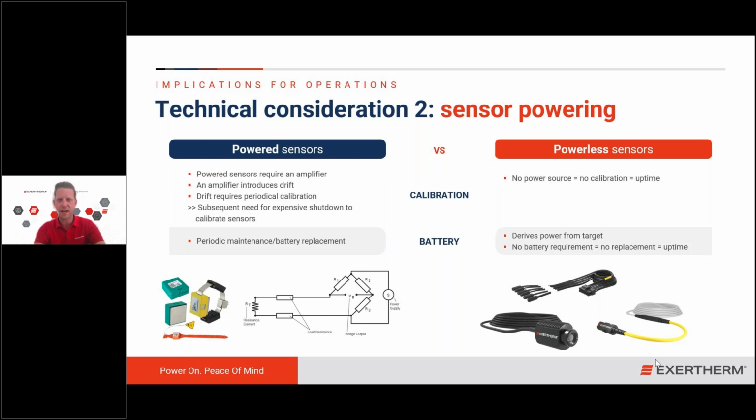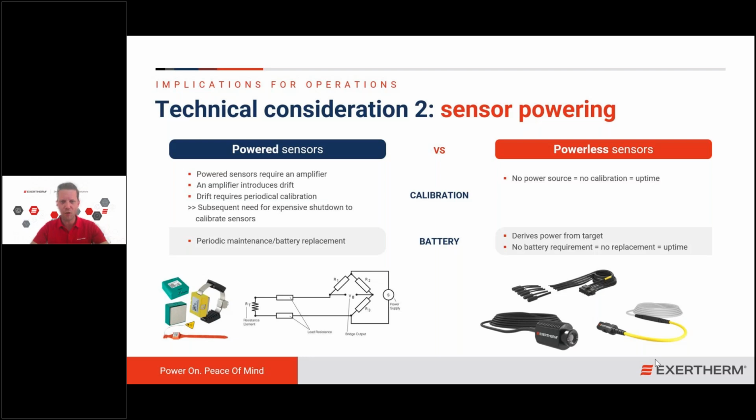Moving to the right side of the slide, powerless sensors. These are sensors that derive their power from the source they're monitoring and don't need any auxiliary power supply through battery or any other means. When there's no power needed, there's also no drift and no calibration needed, which means no engagement for inspection or maintenance activities, which results in uptime. When there's no battery, there's no replacement of that battery. And again, no engagement with these powerless sensors is required. This is the fit and forget type of aspect.